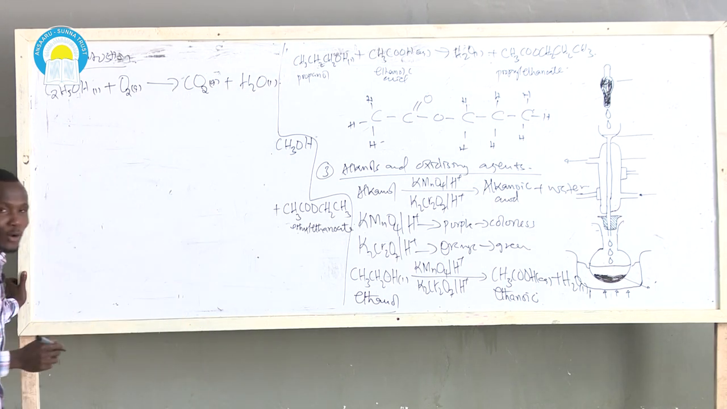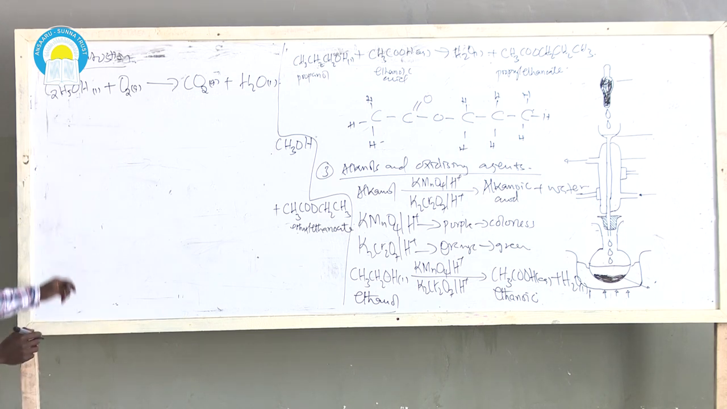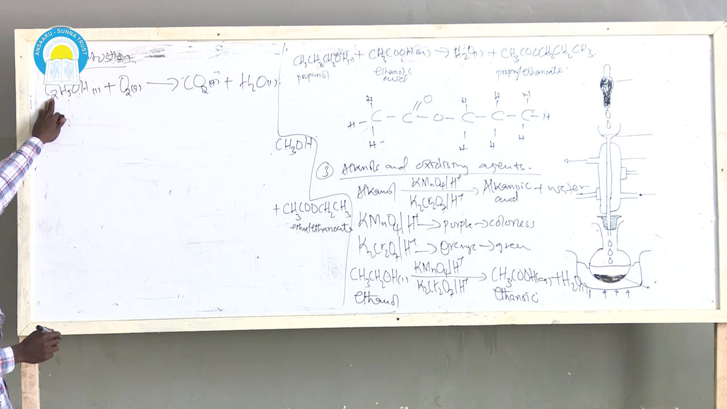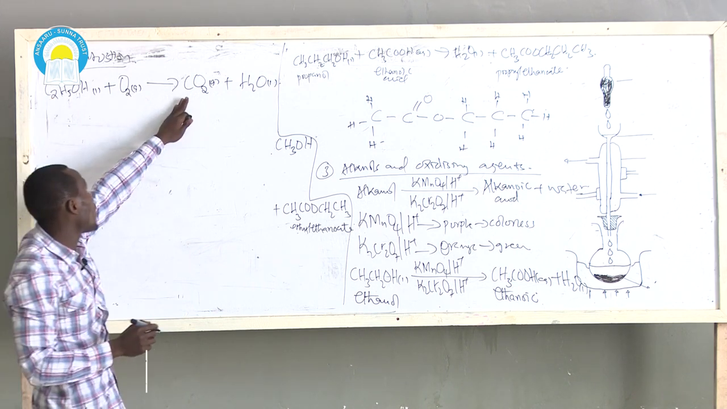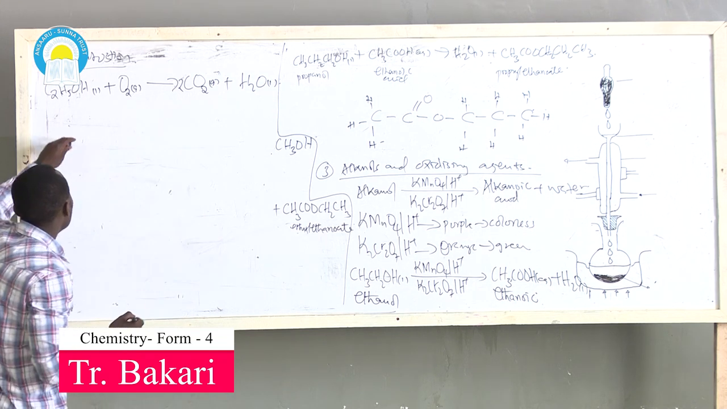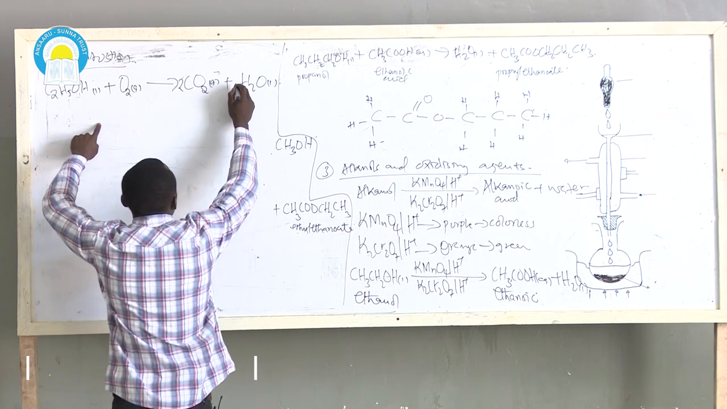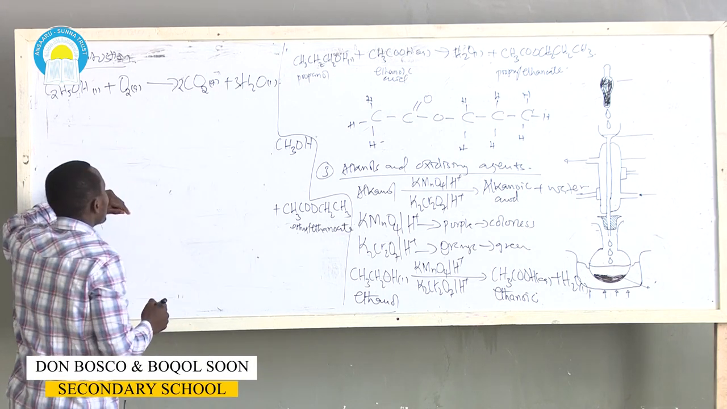Anytime you write a chemical equation, it needs to be balanced. For example, here we have two carbons on one side and one carbon on the other, so we put a 2 there. We have six hydrogens here and two there, so we put 3.